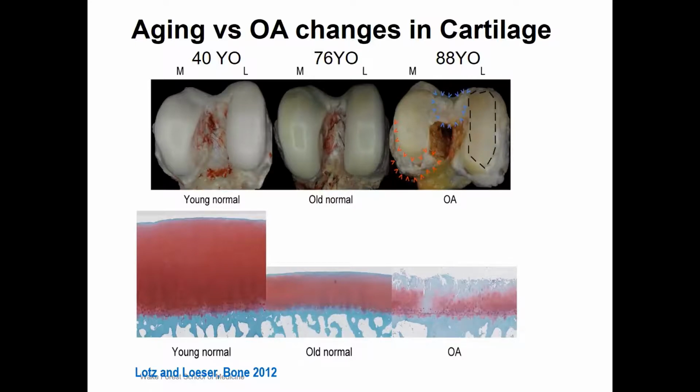And then here's the OA joint. There's osteophytes that are formed here, cartilage loss that you may not see. And this is what the histology looks like from that same joint. So you can see that with aging, there are some changes that occur with aging alone, but aging and OA are not one and the same thing. They're different.